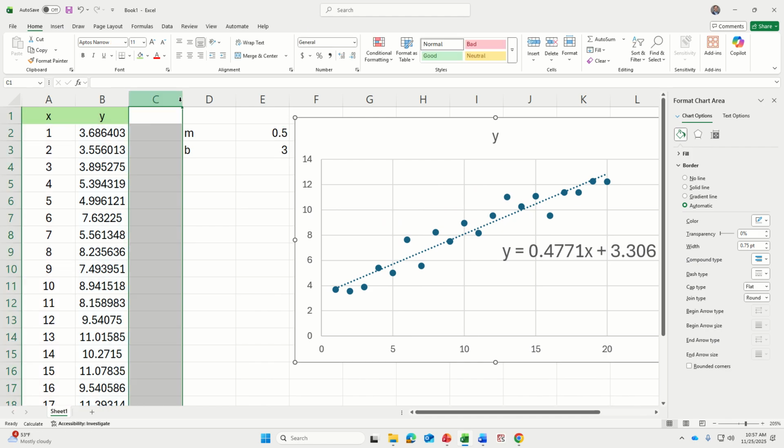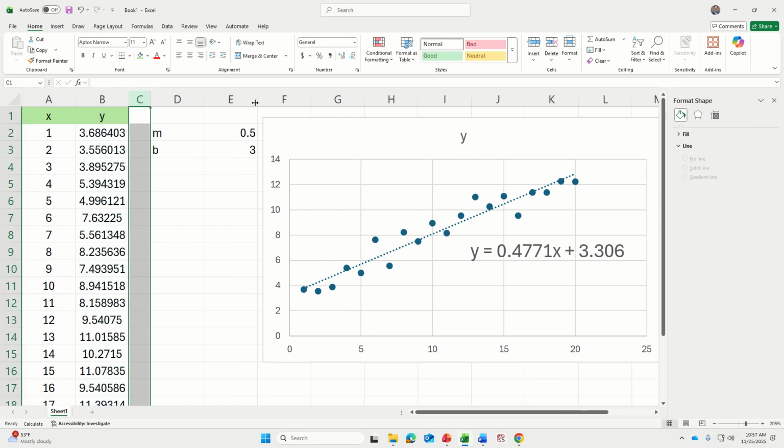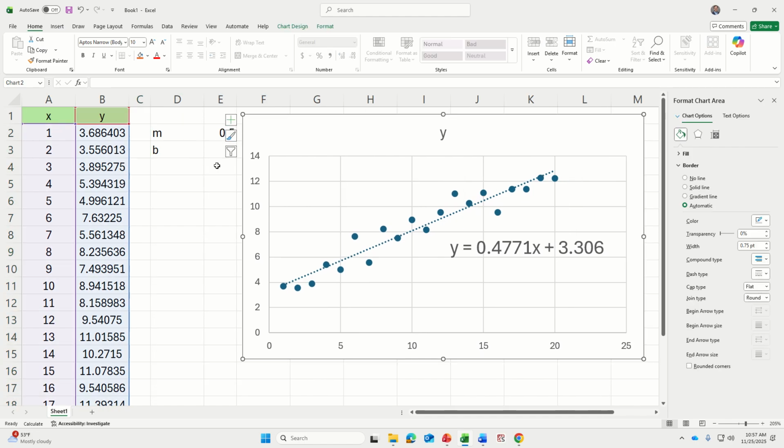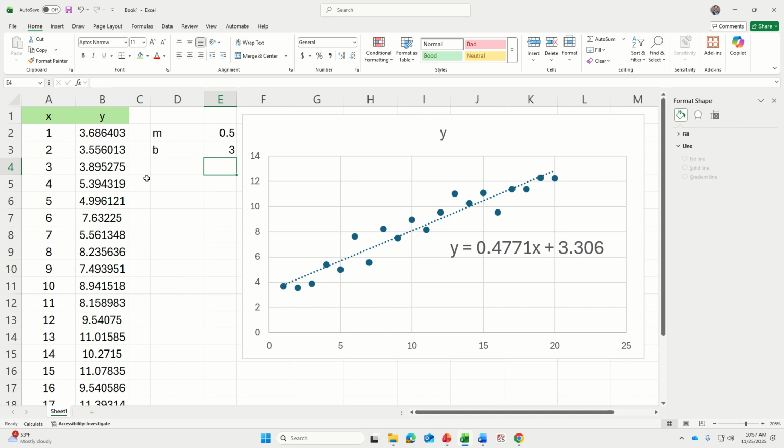So my underlying linear model that I used to create this data had a slope of 0.5 and a y-intercept of 3. These are like the parameters of my model, right? In real life, we don't know the parameters. We want to learn about the parameters. We want to make inference about parameters, but we won't actually know what these parameters are.